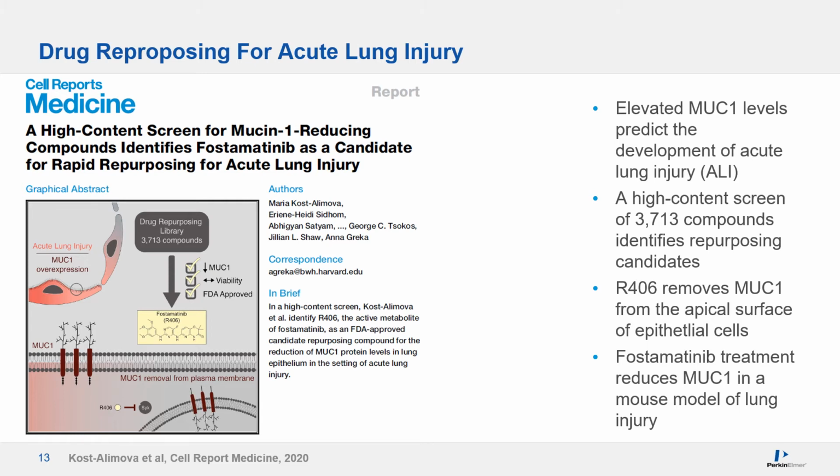Elevated mucin-1 level predicts the development of acute lung injury and acute respiratory distress syndrome, and correlates with poor clinical outcome. From the screen, the authors identified fostamatinib and proposed it as a candidate for the treatment of acute lung injury.